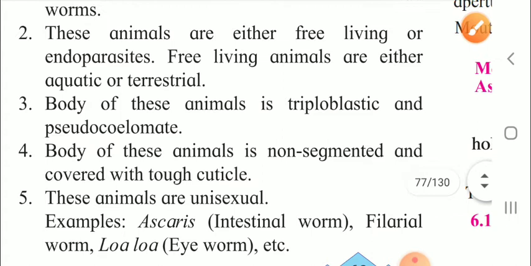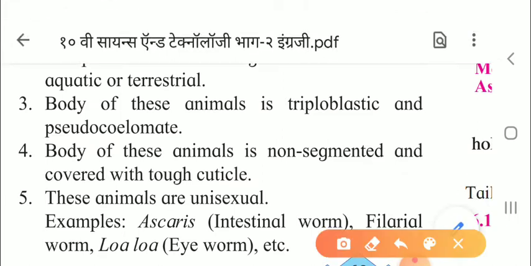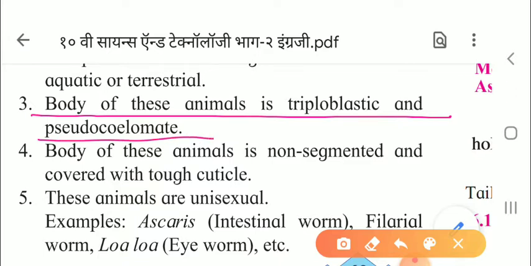Now, we can see the third point, children, that the body of these animals is triploblastic and they are pseudocoelomatic. Triploblastic means made up of three layers: ectoderm, mesoderm, endoderm. And pseudocoelom means their coelom or the cavity is a false cavity.